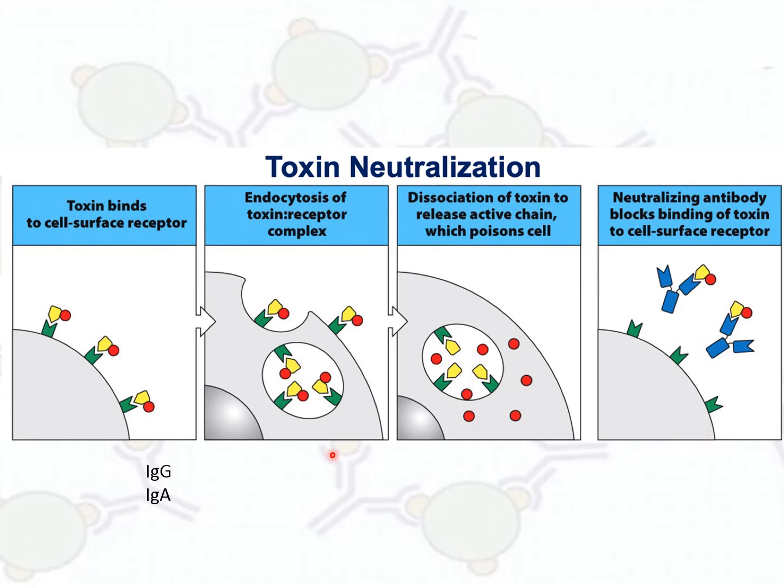So IgG and IgA both provide immunity to toxins via neutralization.